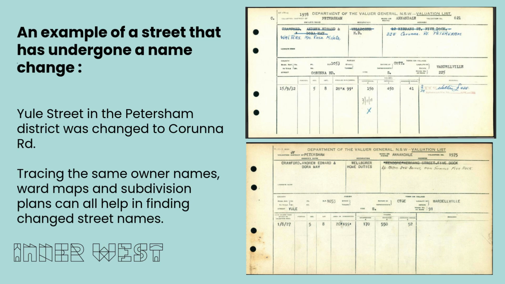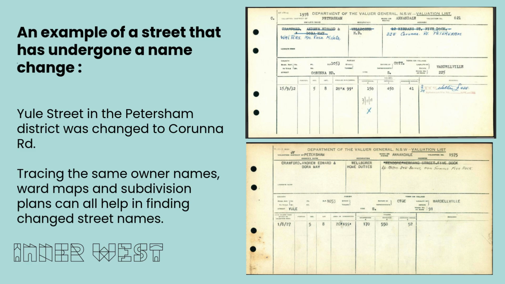An example of a street that has undergone a name change is one in the Petersham area, where Yule Street was changed to Coruna Road. We are able to trace this through following the same owner names, as well as the ward maps and subdivision plans which have an alternative street recorded on it. This is how you are able to indicate if something had changed on the street over time.